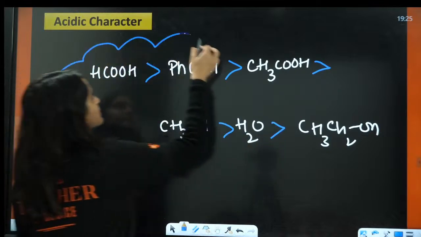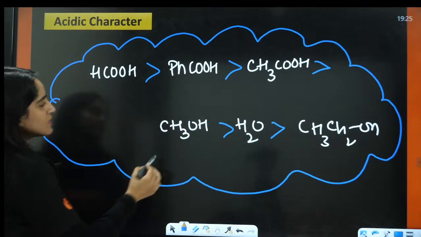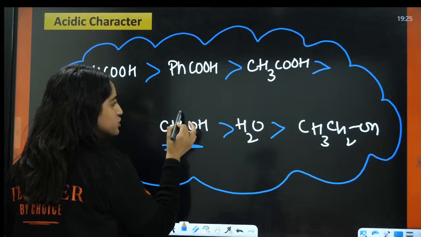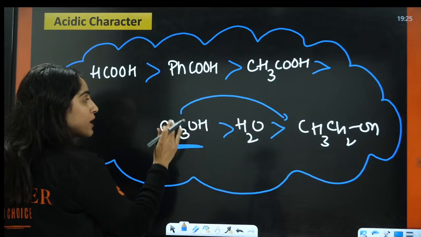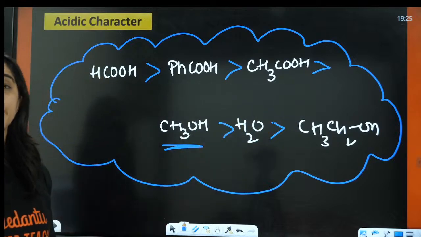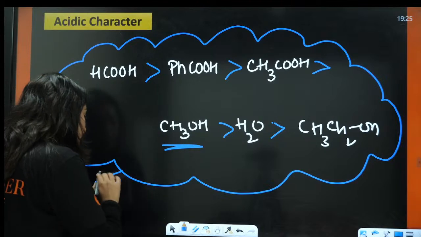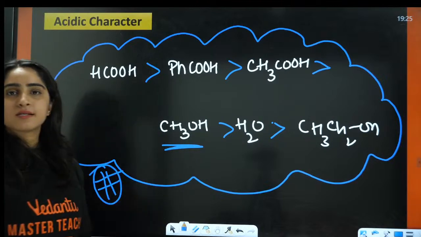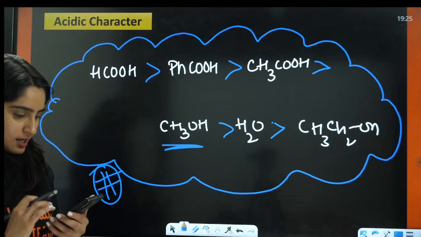You need to memorize this as it is. There are exceptions also involved in this. For example, this should be here, but it is less stable. Methanol is an exception. This is more acidic as compared to water. This is an exception. So that is why we need to memorize this acidic strength order. This is the first thing.